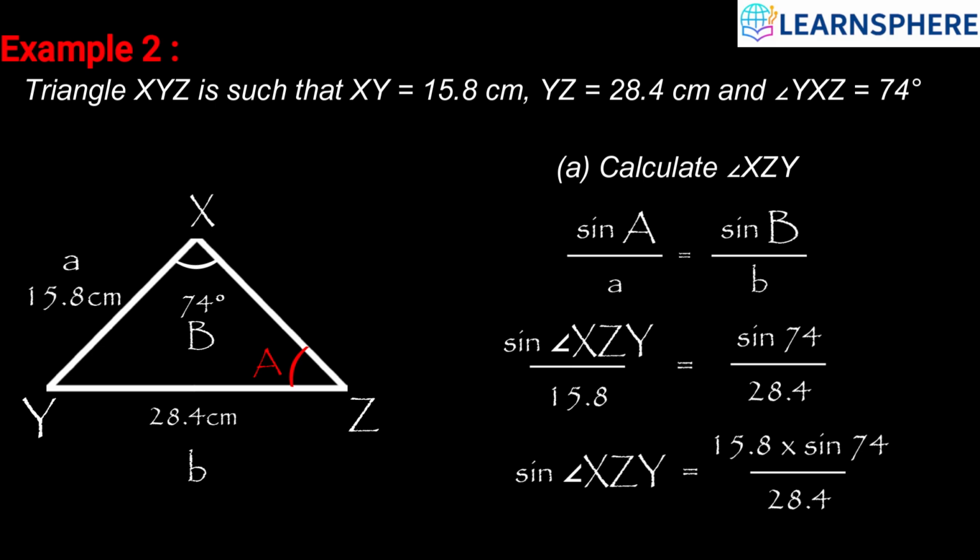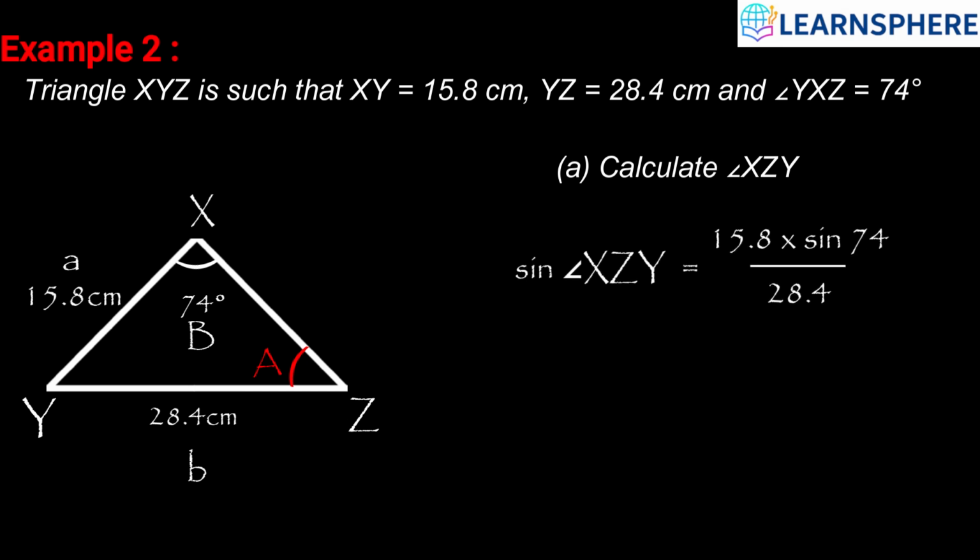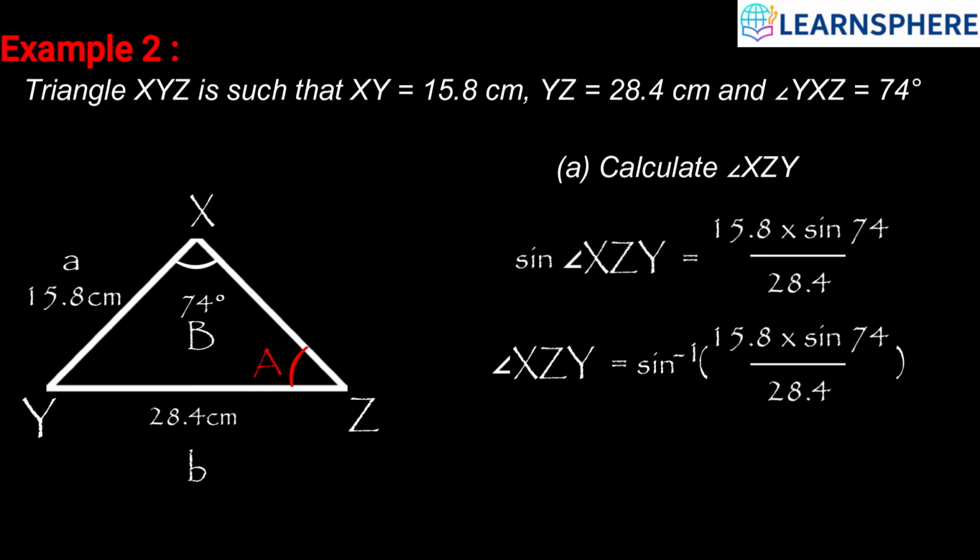Next, to find angle XZY, we can bring the sine over to the right-hand side, which gives us sine inverse of 15.8 times sine 74 over 28.4. And this can be evaluated to be 31.945, which can be rounded off to 31.9 degrees, correct to 1 decimal place for an angle.